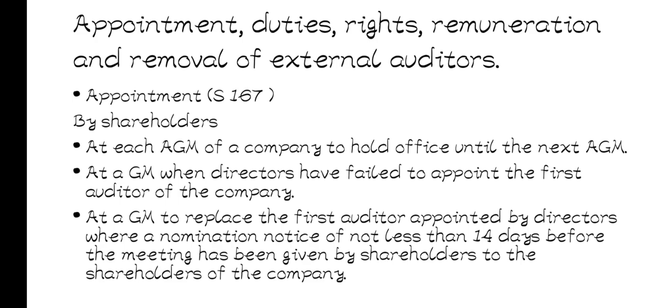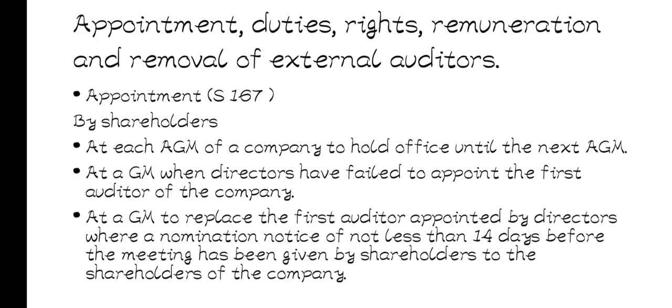So we are going to start with appointment, which is according to section 167 of the Companies Act. As per Section 167 of the Companies Act, a practicing accountant with a valid certificate of practice is appointed as an external auditor of a company. So, for one to be appointed as an external auditor, one must be a practicing accountant with a valid certificate of practice. So, who appoints the external auditor?